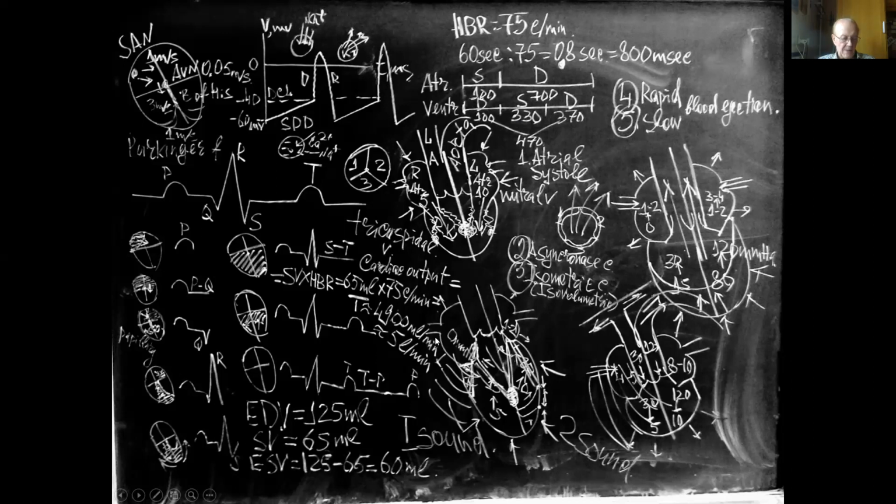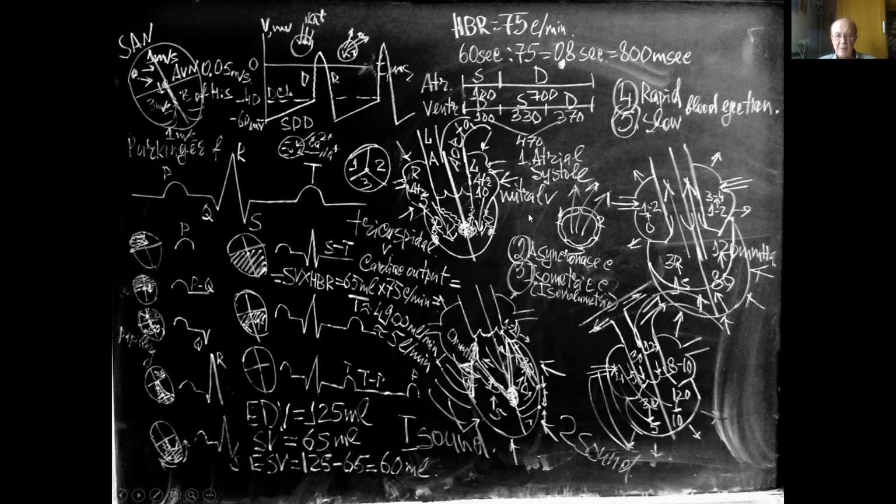But the cardiac cycle consists of shorter phases. These are 9 phases. And first of all, this is the atrial systole, 100 milliseconds. What happens in the heart?